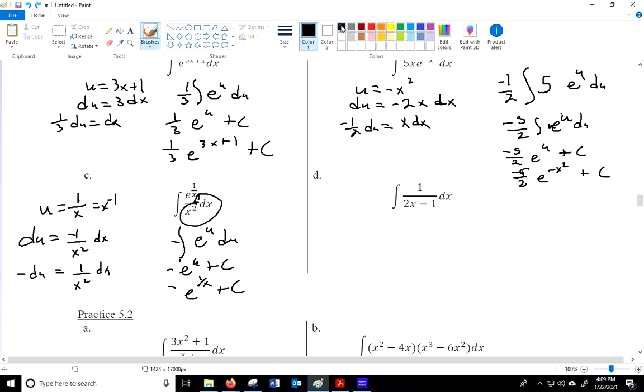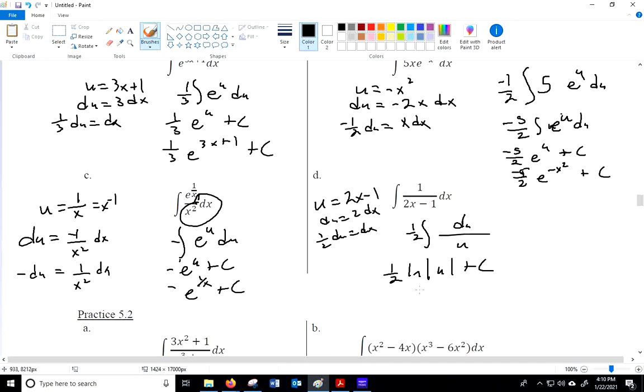All right, let's take a look at the next one. I'm going to let u equal 2x minus 1. So then du is 2 dx. I'll just go ahead and divide both sides by 2. So I can pull out a 1/2. 1/2 du is my dx, so that's just a du. And this becomes u. When I integrate du over u, that's u prime over u. So that's just 1/2 the natural log of the absolute value of u plus c, which becomes 1/2 the natural log of the absolute value of 2x minus 1 plus c.